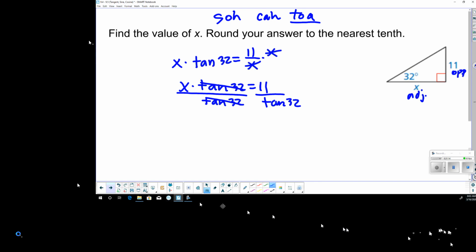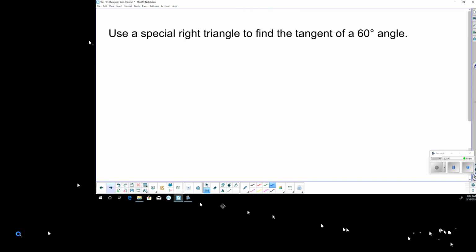So grab a calculator. We're going to plug that in. We're going to go 11 divided by the tangent of 32, which comes out to be 17.6. So that's my answer over here. X is equal to 17.6. We got our answer. So there's an example using sine, cosine, and tangent to solve a triangle.